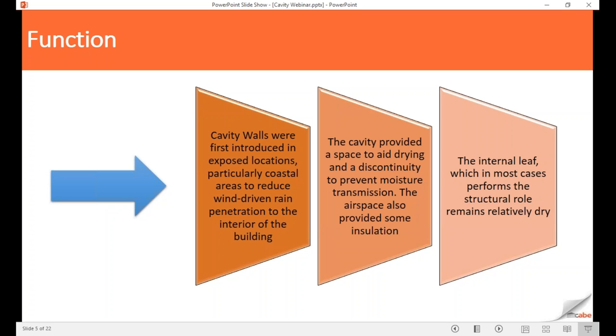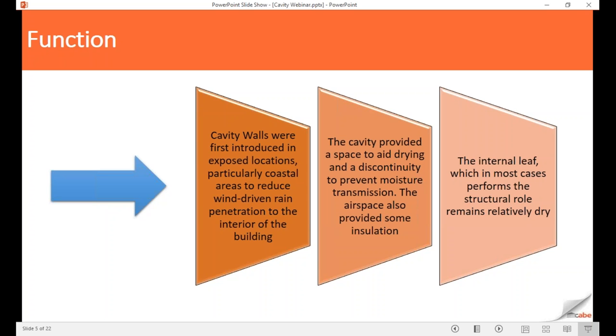And as a result, it sort of opened the door to think about how we can improve that further. Typically, though, in structural terms, as long as the external and the internal leaves were tied together properly, they still performed essentially as one structural unit. And then obviously, as time's moved on, we've now got cavity construction or potentially a masonry skin and a framed construction internally, which is doing the same sort of thing.